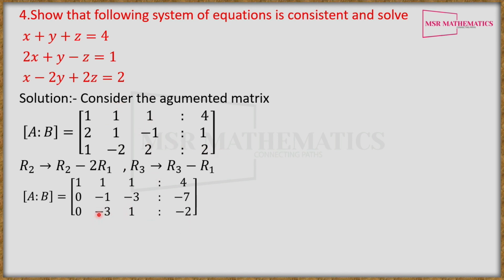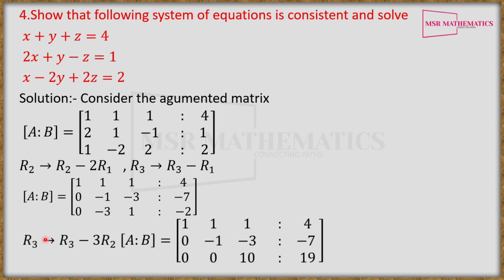Here we have to obtain this value as 0. For that, the elementary operation is R3 implies R3 minus 3 R2. Here we have minus 3 into minus 1 plus 3 into 1, which is 3 minus 3, that becomes 0. Here the first value is 0, and this also is 0.